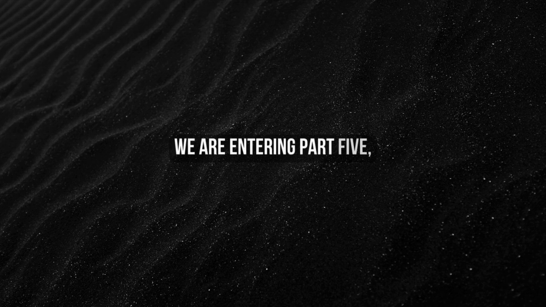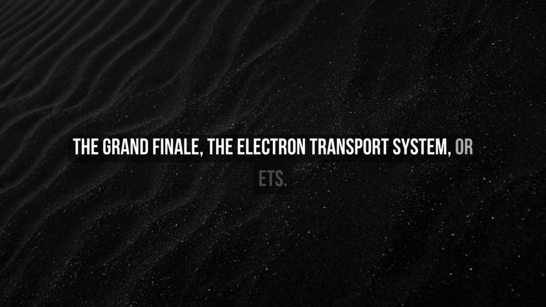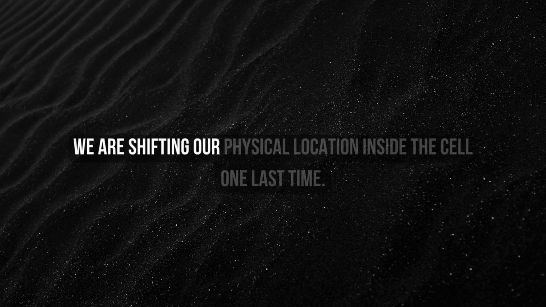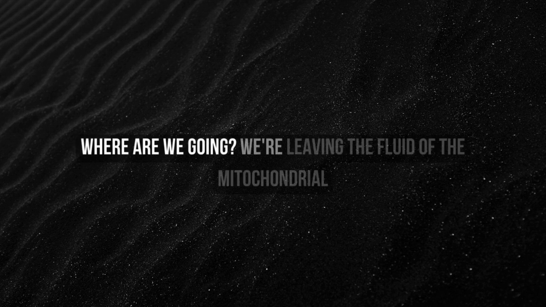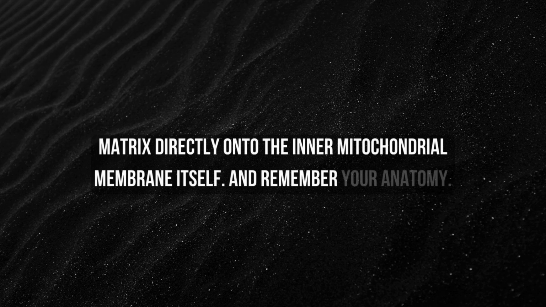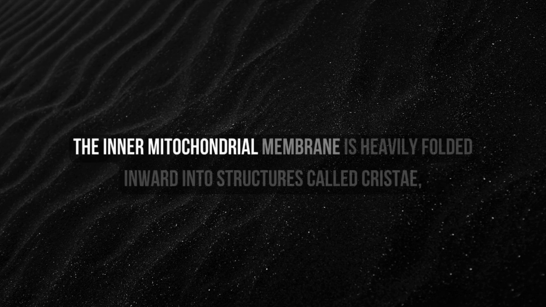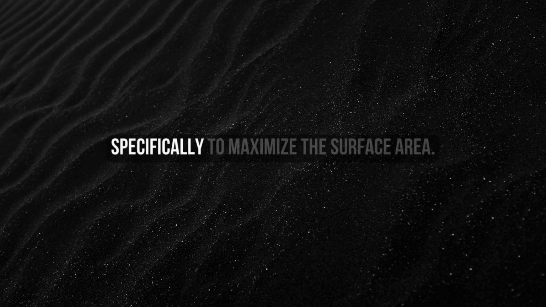We are entering part 5, the grand finale, the electron transport system, or ETS. And to do this, we are shifting our physical location inside the cell one last time. Where are we going? We're leaving the fluid of the mitochondrial matrix and moving directly onto the inner mitochondrial membrane itself. And remember your anatomy. The inner mitochondrial membrane is heavily folded inward into structures called cristae, specifically to maximize the surface area.